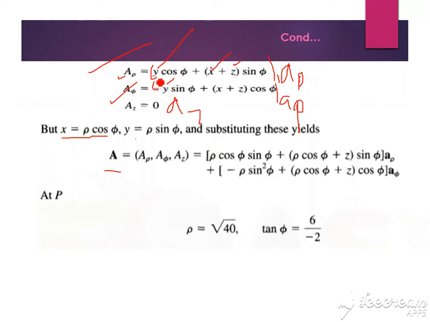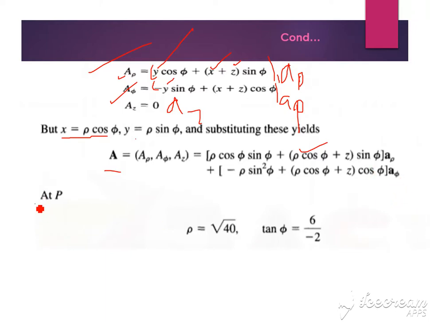So y can be written as rho sin phi, so rho sin phi into this cos phi. Similarly, x value is rho cos phi, plus z is the same, because in cylindrical and Cartesian both z values are the same, and the remaining value is sin phi into a rho. What about the next one? Plus this value, so minus y, instead of y replaced by rho sin phi, and already sin phi is there, so minus rho sin squared phi. So plus x is nothing but rho cos phi plus z into cos phi, this whole multiplied by a phi.